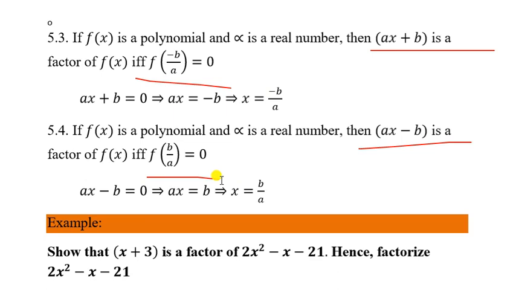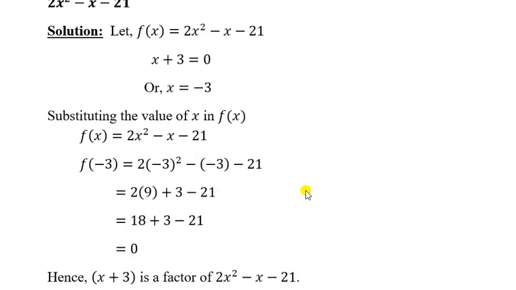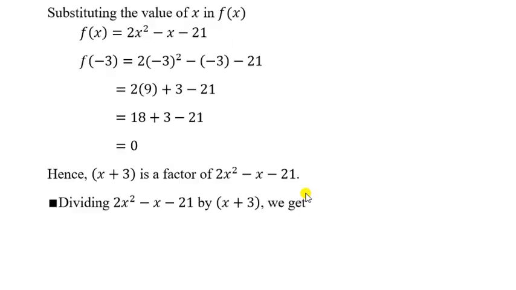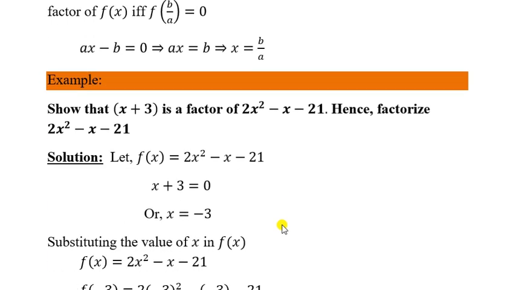Now we'll factorize with a particular example, then it will be easy to understand. This is all of the theorem. Question: show that x plus 3 is a factor of 2x square minus x minus 21, and hence factorize 2x square minus x minus 21. First we have to prove that x plus 3 is a factor. How do we prove it? By the factor theorem.